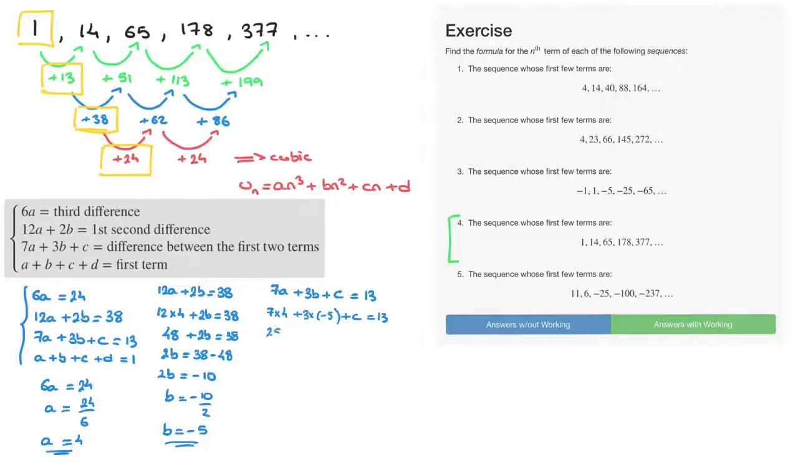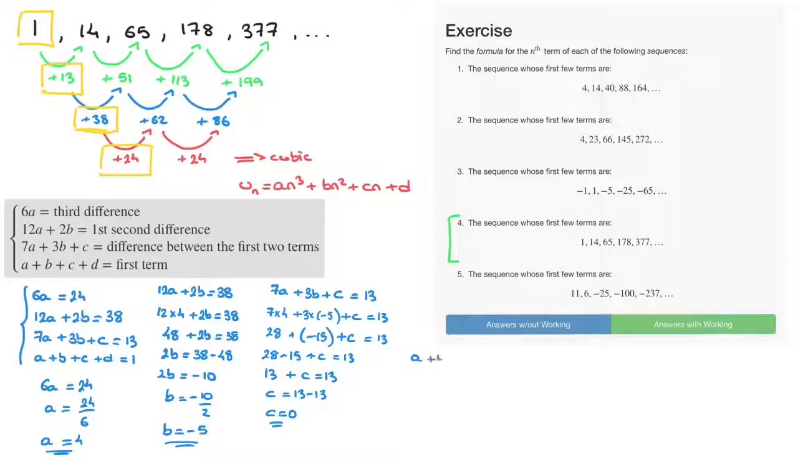7 times 4 is 28 plus 3 times negative 5, that's negative 15, plus c equals to 13. And I'll just tidy that up a bit. Okay, now 28 plus negative 15 is 28 minus 15 plus c equals to 13. And 28 minus 15, well, that's 13. So we have 13 plus c equals to 13. And subtracting 13 from each side, we find c equals to 13 minus 13. That's c equals to 0. Now that we have c, we move on to the fourth and final equation.